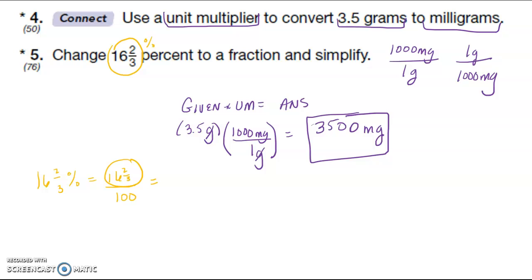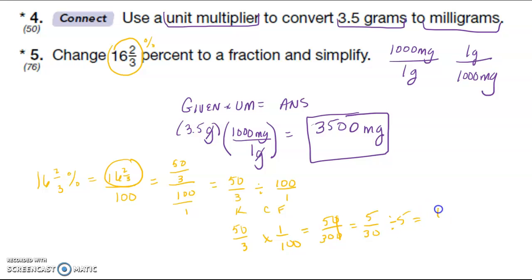So 3 times 16 plus 2 is 50. Okay, 50 over 3 divided by 100, or I can write it like this. So keep, change, flip. 50 over 3 times 1 over 100, which is equal to 50 over 300, which is 5 over 30, divide by 5, 1/6.